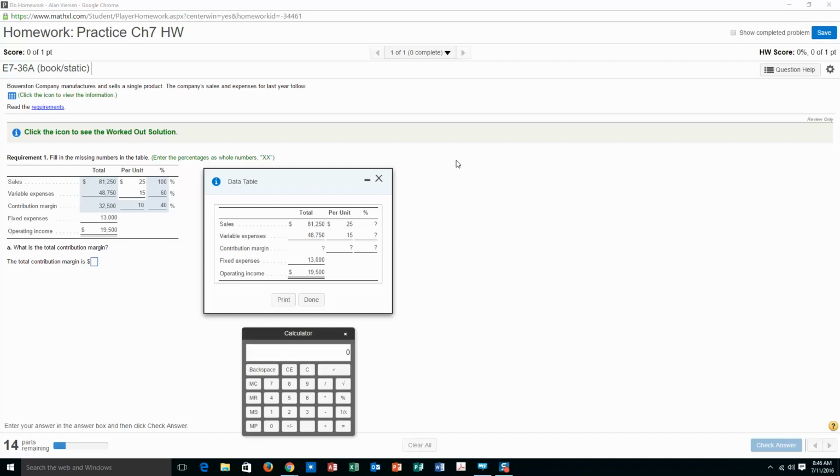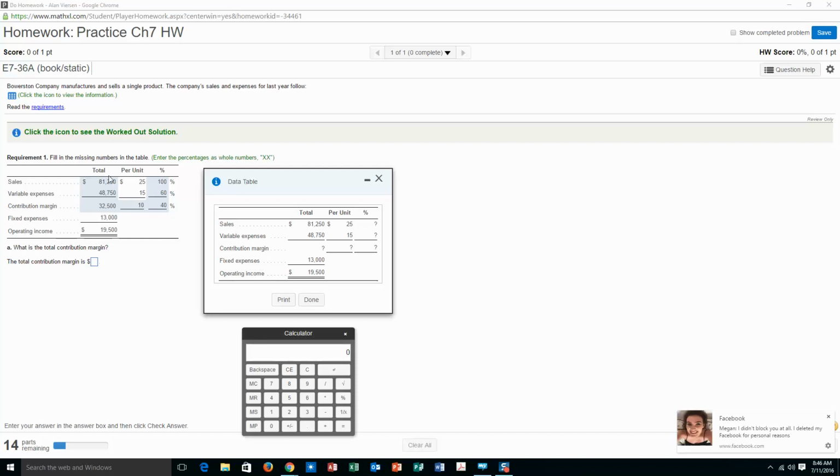It is on cost volume profit analysis. And of course, this has to do with the relationship between these three items: the cost, the volume, and the profit. I'll tell you up front that it's kind of nice because almost any question you're asked will refer back to this contribution margin income statement that is in one of three formats.